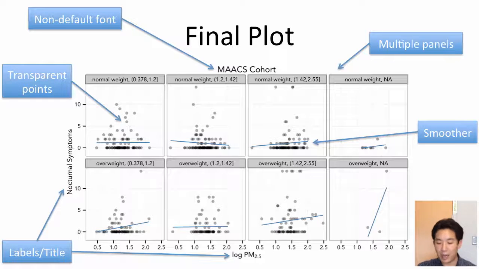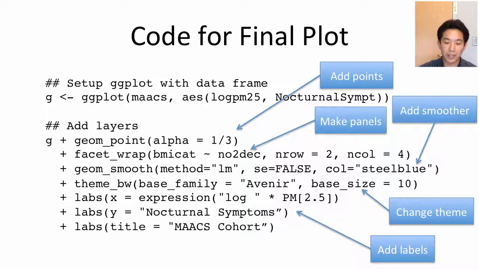And so there are a number of options that I've modified here. And so here's the code for doing it. So in the first set of code, I just call ggplot, and I give it the data, and I give it some basic aesthetics in terms of the x and y variables. And then to this g object, I add a bunch of things.